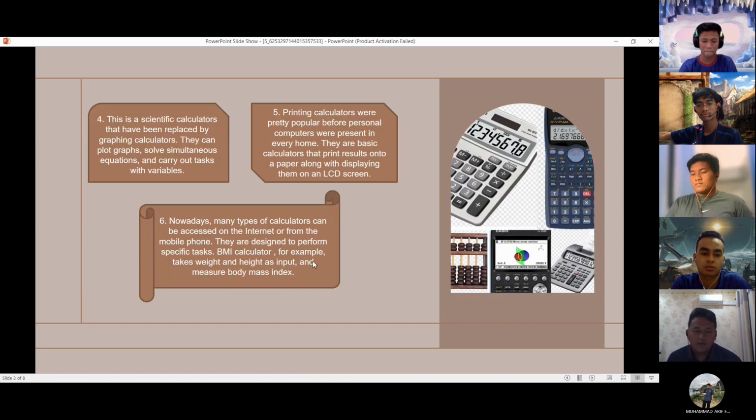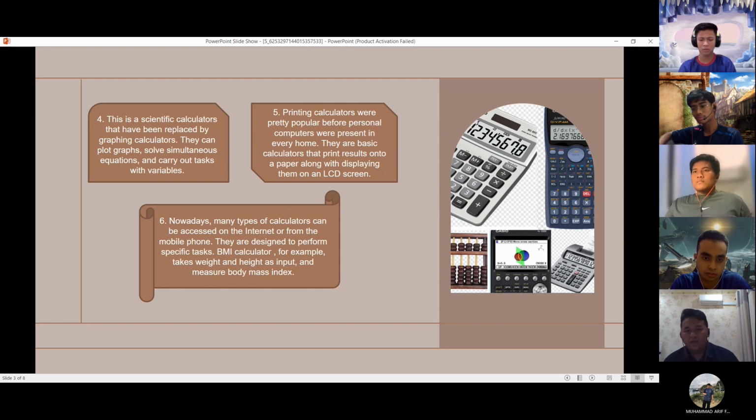Second page. The scientific calculators have been replaced by graphing calculator. They can plot graph and solve simultaneous equation and carry out task variable.